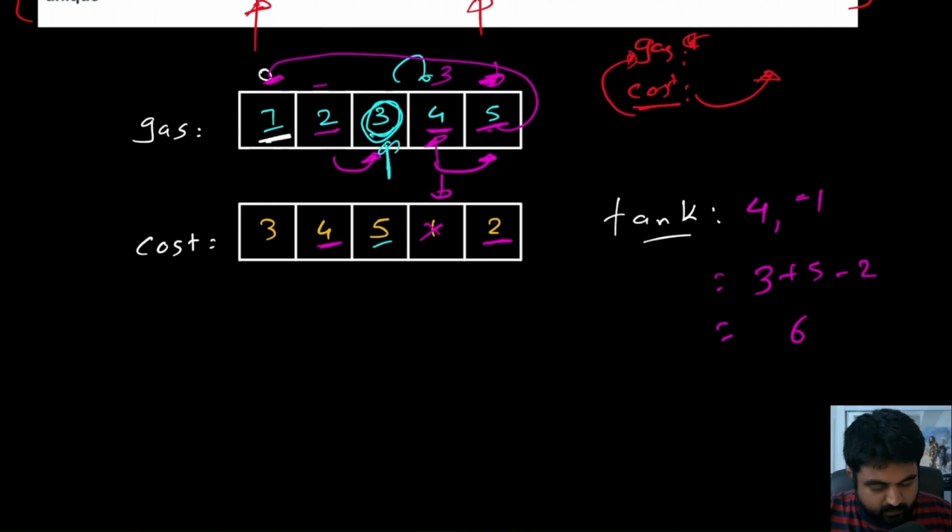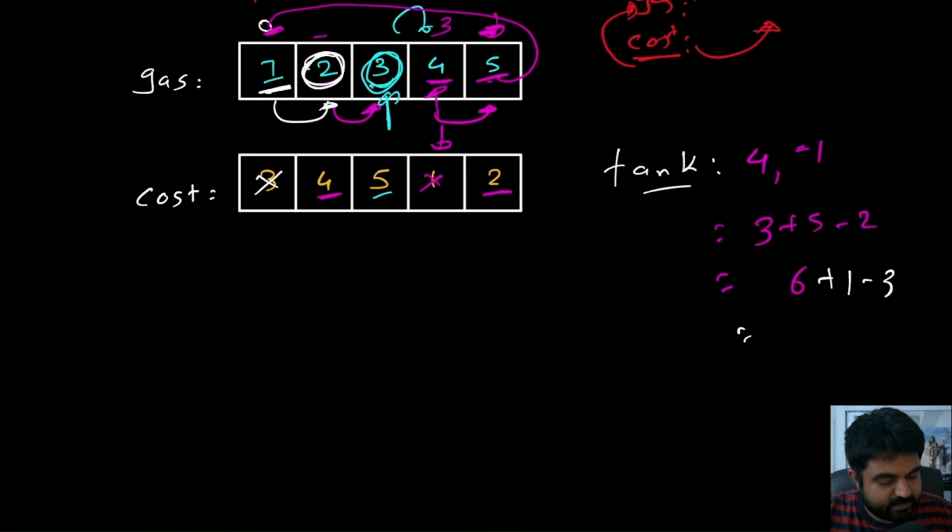Once again, over here we will add 1 unit of gas, but in order to reach the next element we will have to spend 3 units of gas. So when we reach this index position number 1, our gas is going to be 6 plus 1 minus 3, so 7 minus 3, so basically this is going to be 4.